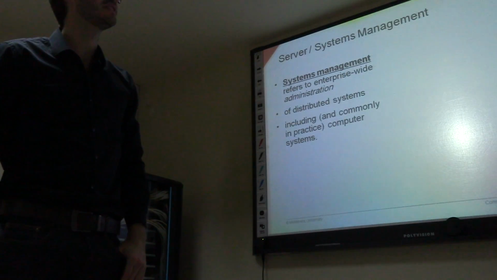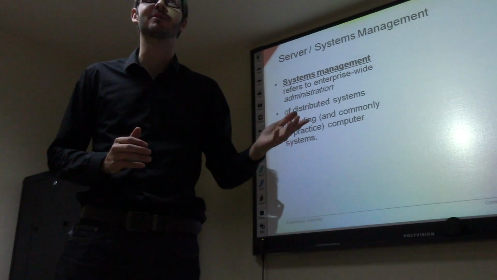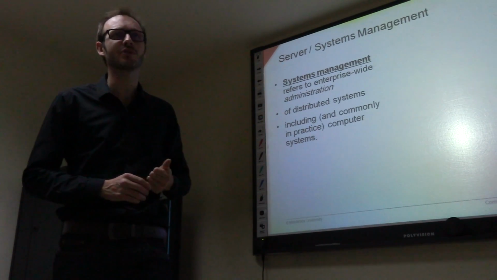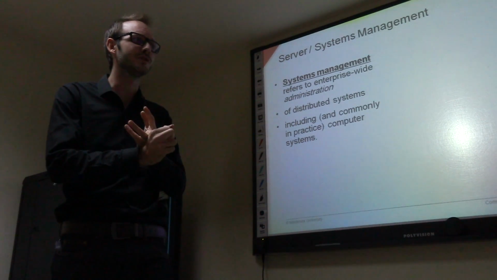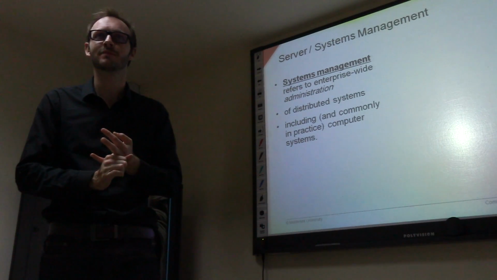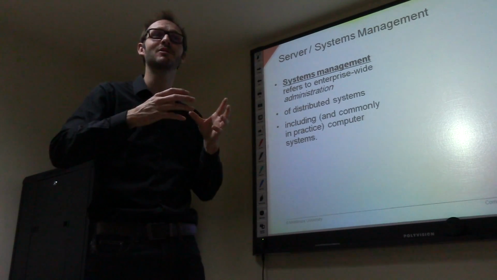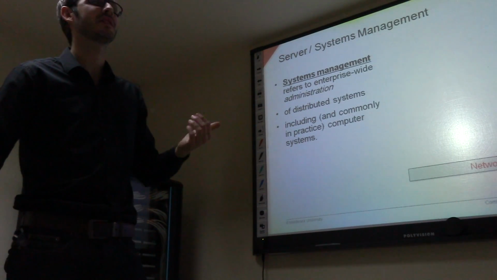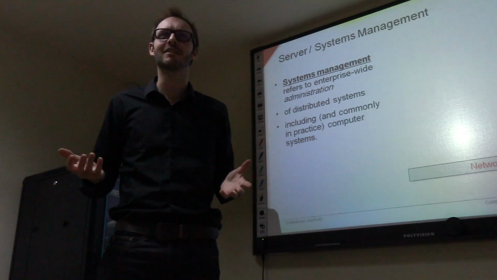There's not a very easy definition online, but one definition that we do have is systems management. Systems management refers to the enterprise-wide administration of distributed systems, which includes computer systems. So it's interesting that we talk about server management or systems management, but it only includes computer systems. The reason why this is important is you must think of nothing is an island. No man is an island, right?